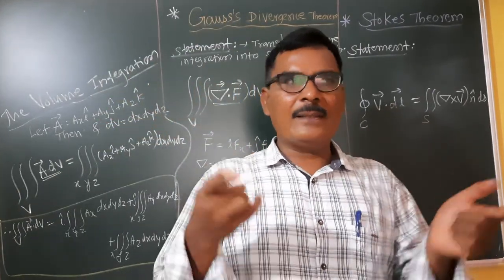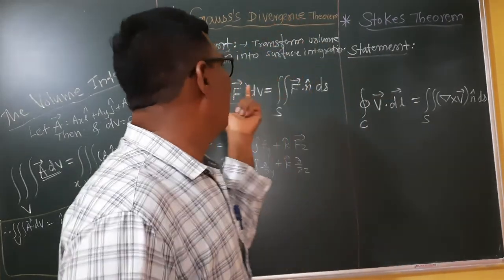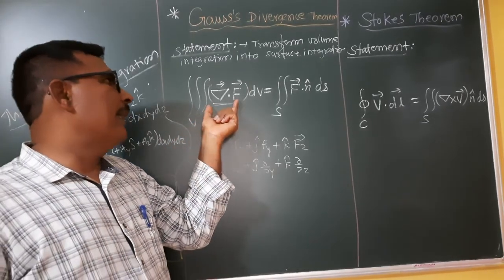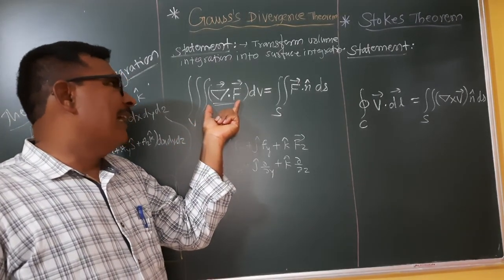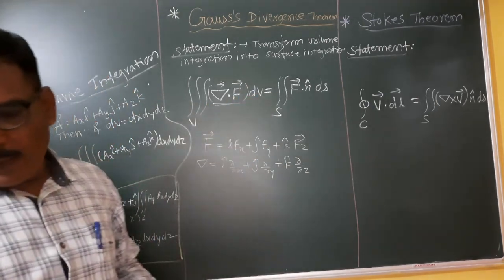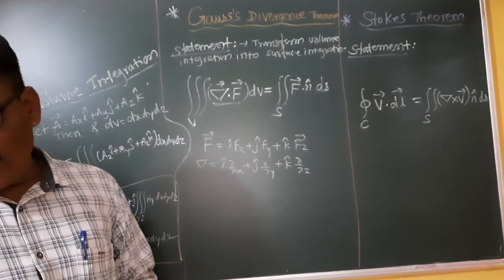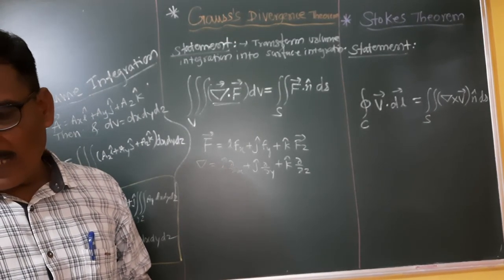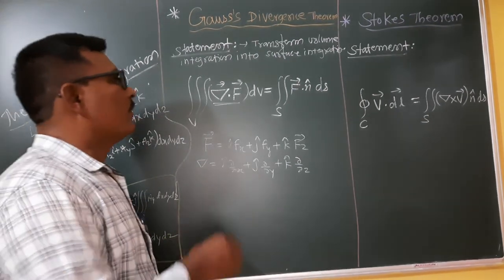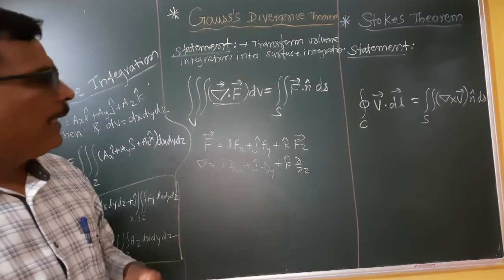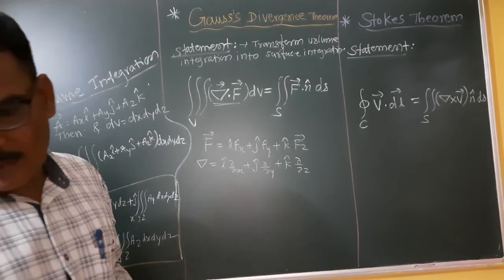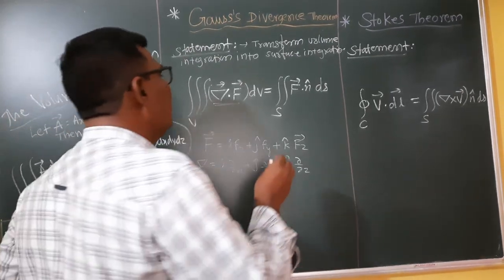Gauss divergence, the name itself has divergence in it. Consider that F bar is the vector field and del is the divergence operator. Divergence of F bar into dv is equal to what? F bar dot n cap into ds. This is the statement: the divergence of vector field F bar integrated over the volume V is equal to the surface integral of vector F bar.